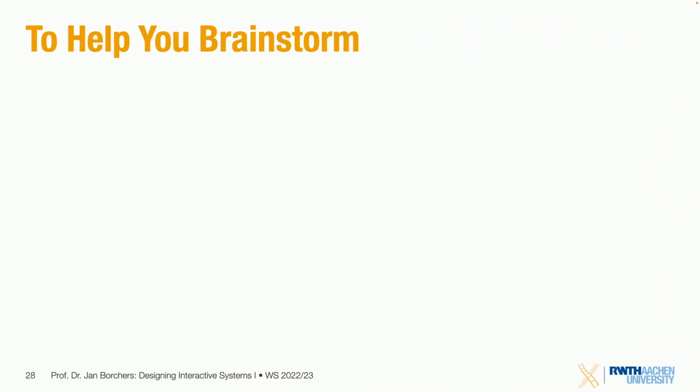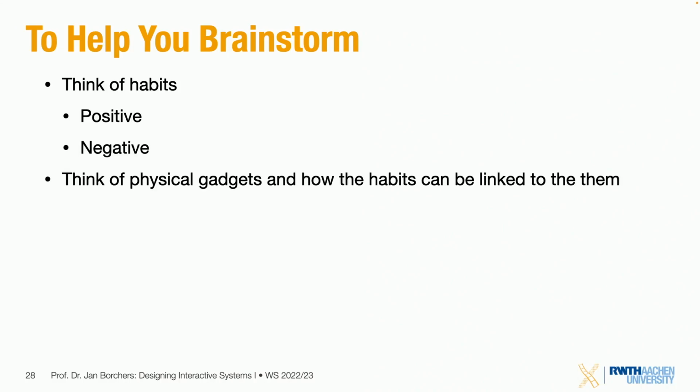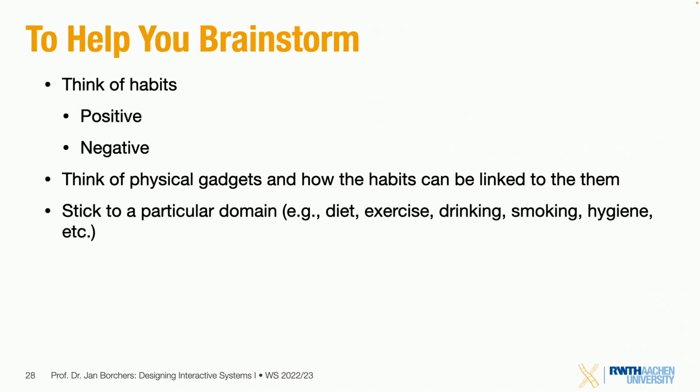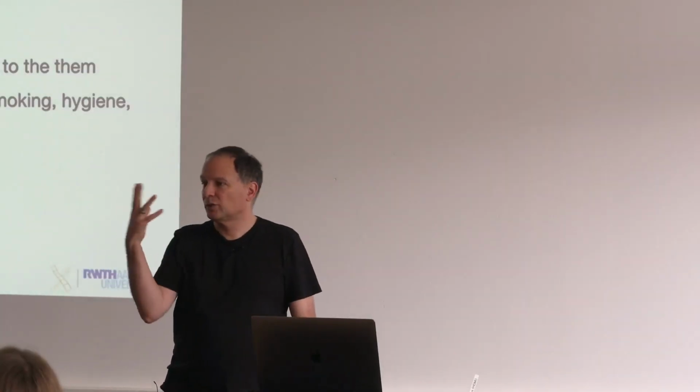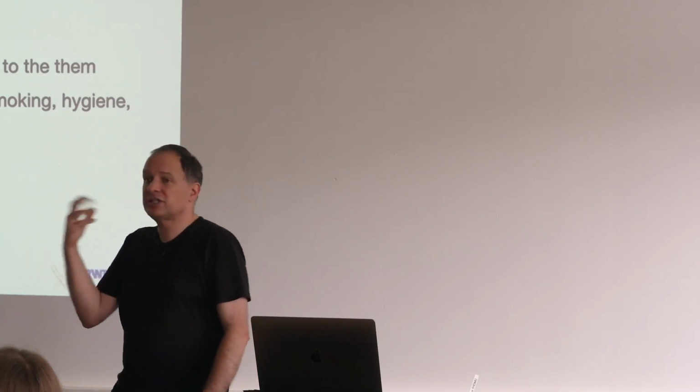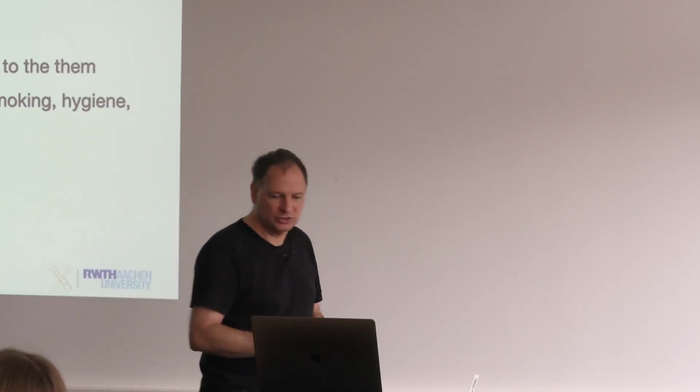To help you brainstorm, if you have trouble getting the creative juices flowing, there are a couple of interesting approaches. One is to think of positive or negative habits, for example, physical gadgets or how the habits can be linked to them, and to stick to a particular domain. For example, diet, exercise, drinking, smoking, hygiene, etc. And try to answer these 3 questions. Who is doing it? What are they doing? And where are they doing this? If you're trying to brainstorm, you can just brainstorm a couple of different user profiles or a couple of different tasks or a couple of different contexts that you might want to use this in.